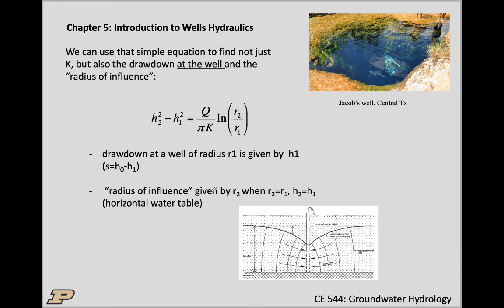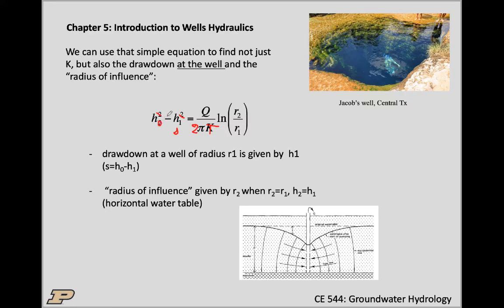Now, the way you find this radius of influence is typically you replace, and if you do it with the confined equation, it's a little bit easier maybe to see. Right? So you can see that, let's say H1 now is the drawdown in the well, right? So you have the drawdown in the well, S, which is equal to this whole equation, and then H2 is the stable level, which you would know, right?